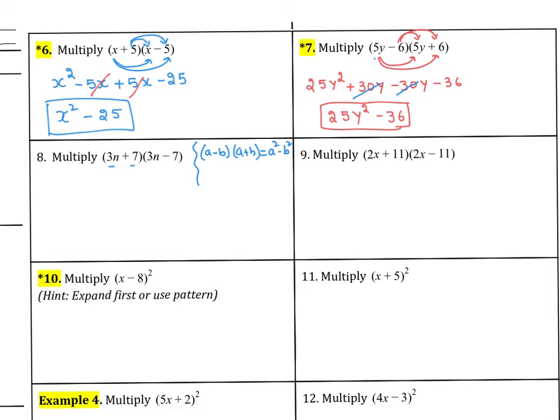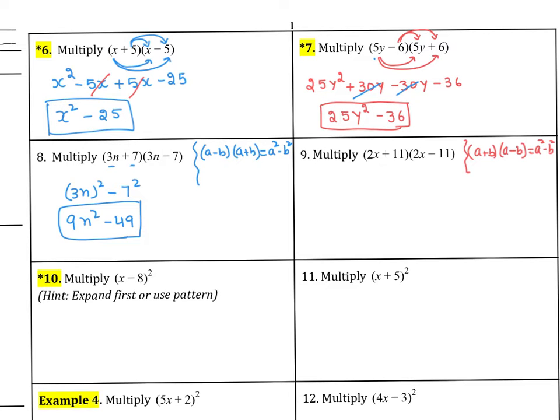So our answer should be a squared minus b squared. So our answer should be 3n squared minus 7 squared. So that's going to be 9n squared minus 49. So this time I used the difference of squares formula: a plus b times a minus b equals a squared minus b squared.